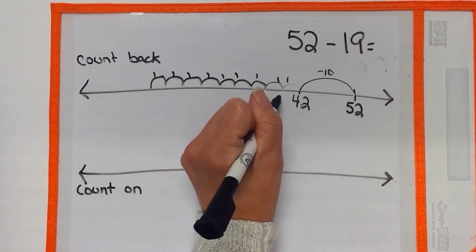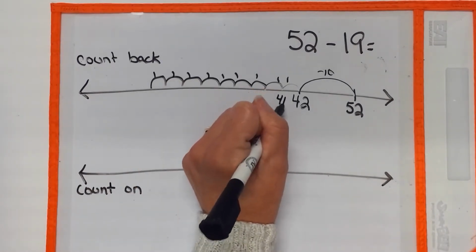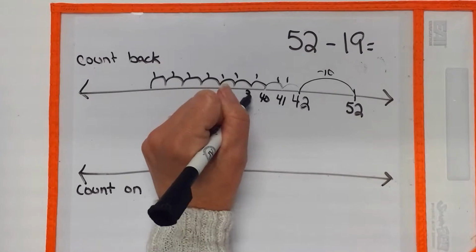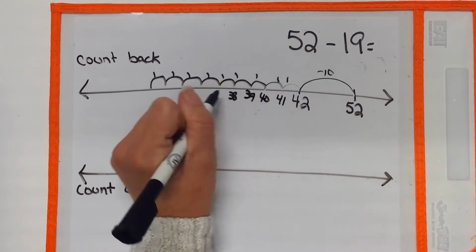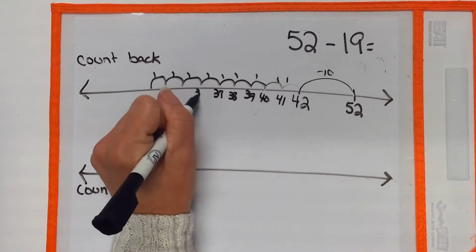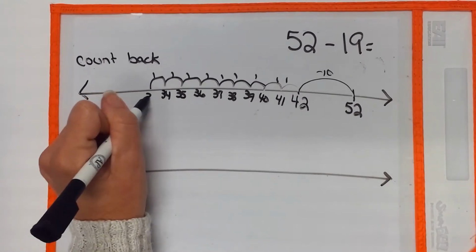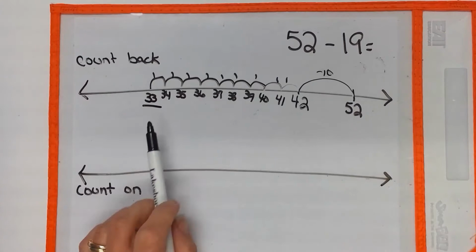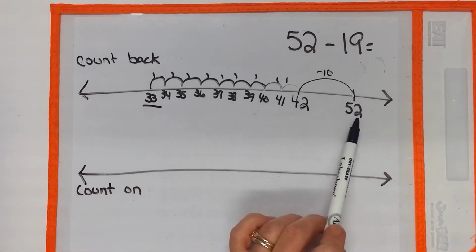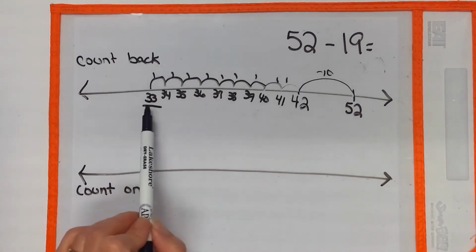And then I'm just going to count backwards. 42, 41, 40, 39, 38, 37, 36, 35, 34, 33. And so I can get to 33. I know that I started with 52, I took away 19, and I ended up with 33.